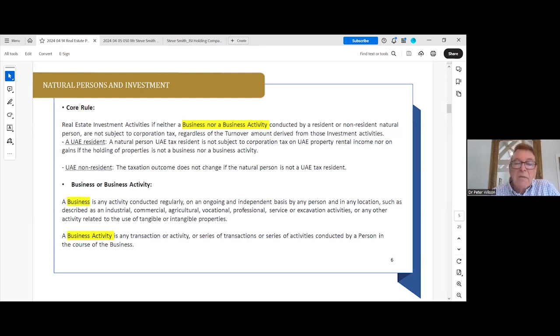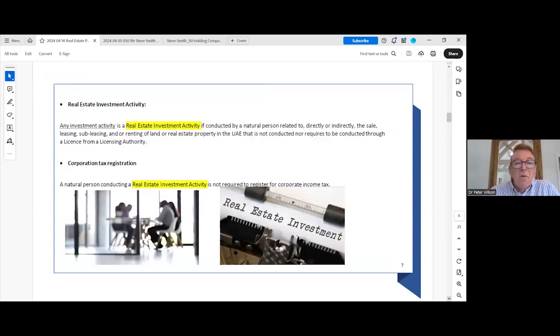It doesn't look like a business. It doesn't smell like a business. And that can't be a business activity as well. So that's the core rule there.